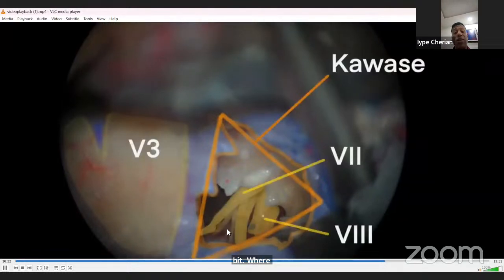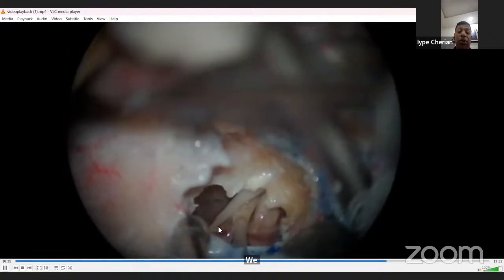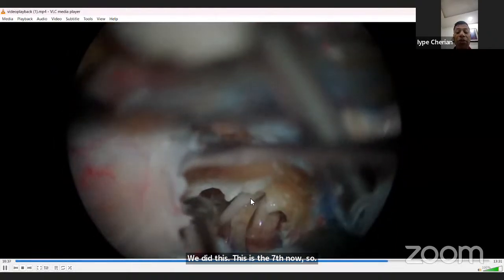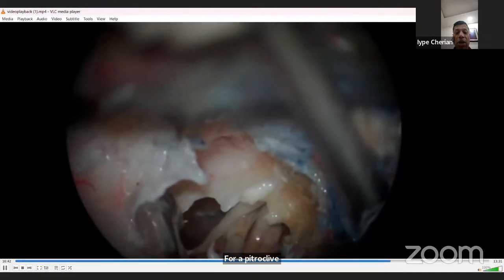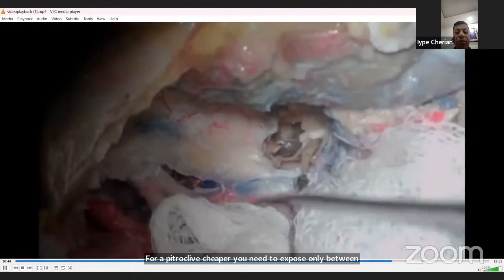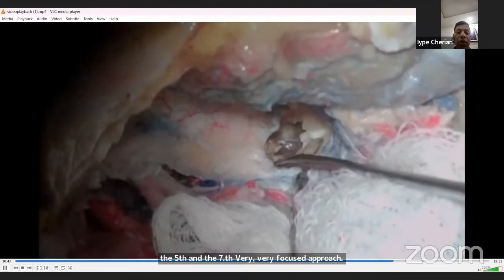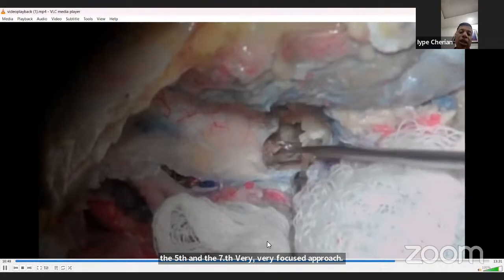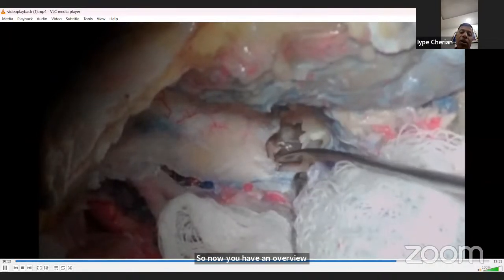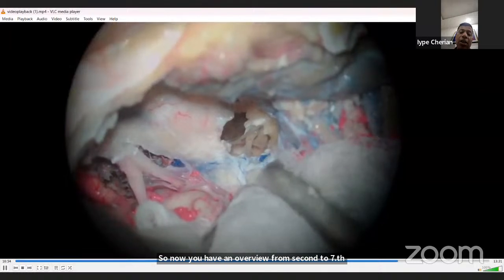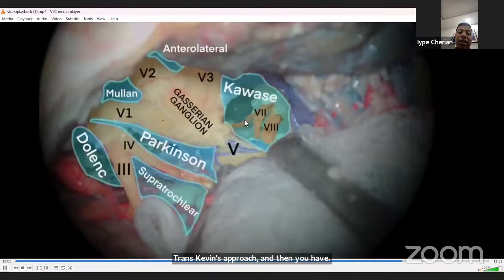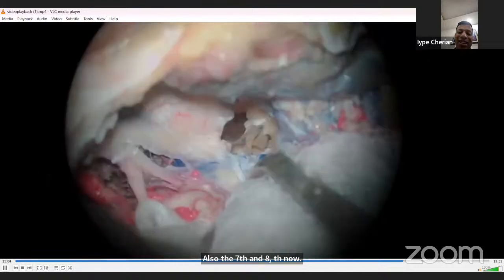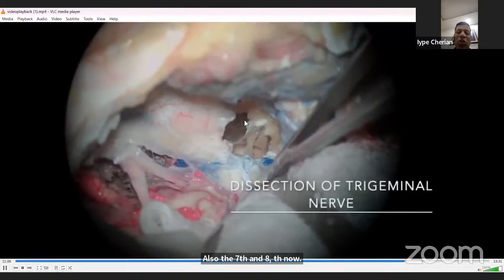This is the 7th nerve. So for a petroclival tumor, you need to expose only between the 5th and the 7th. Very, very focused approach. So now you have an overview from 2nd nerve to 7th nerve, transcavernous approach, and then you have also the 7th and 8th nerve. So all the triangles are shown here.